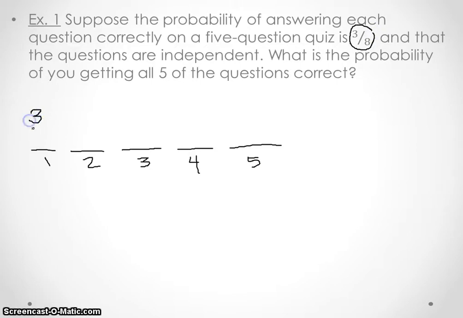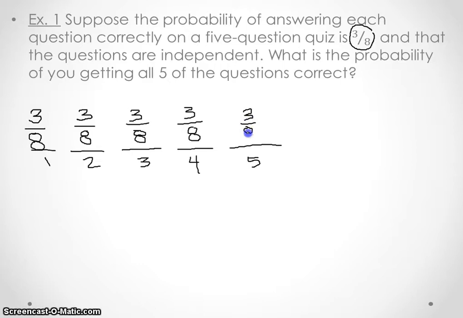So 3/8 of a chance of getting the first question correct. 3/8 of a chance of me getting the second question correct. 3/8 of a chance of me getting the third question correct. 3/8 of a chance of me getting the fourth question correct. And 3/8 of a chance of me getting the 5th question correct.